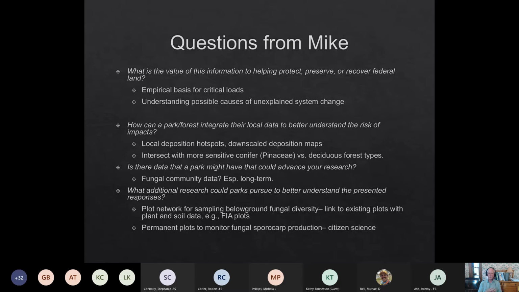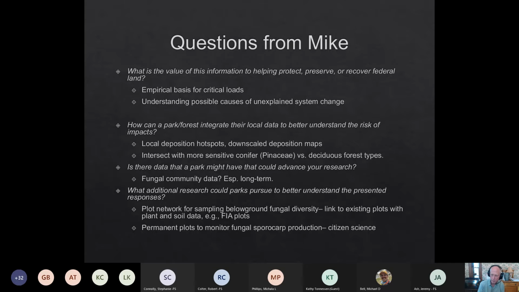As far as additional research, what could parks pursue to better understand the responses presented? The most obvious to me would be going below ground and doing a systematic network of plots that look at the fungal community on roots and tying them to other metrics of system characteristics like nitrogen availability, N deposition, or tree status. If you have FIA plots in your forest or park, those would be good places to co-locate if you could overcome any FIA concerns. And then also putting in permanent plots to monitor fungal spore production. Sporocarps are a lot easier to access by the amateur, whereas the below ground work is pretty much for professionals.